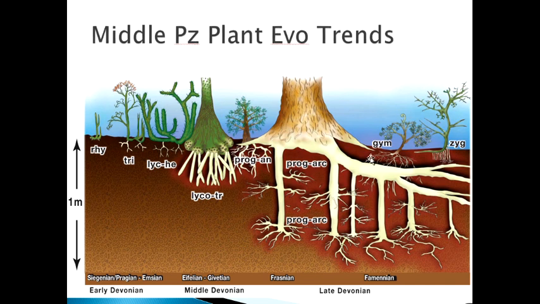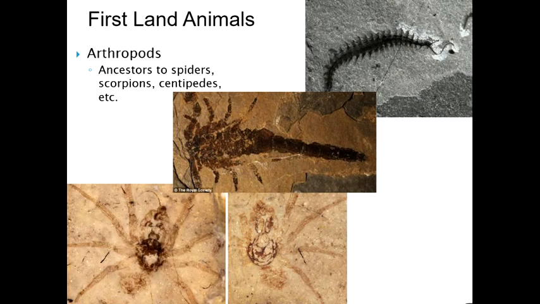have essentially forest-type vegetation. Following the plants, we have the first land animals, and they are arthropods, the bugs, the things that eat the plants, and then the things that eat the plants, things like these, spiders, scorpions, centipedes, millipedes, etc.